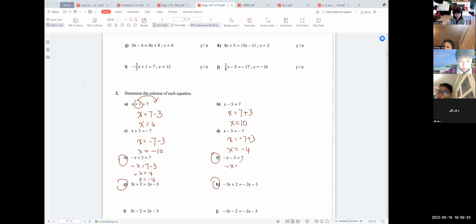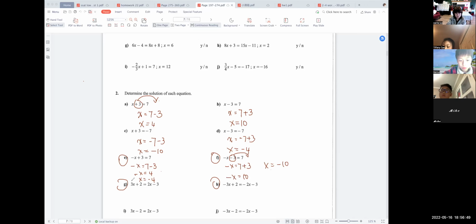Negative x equals 7 plus 3. Okay, so this is negative 3. Move it there. So negative x equals 10. So x equals negative 10. Very good, Tiffany. Tiffany got it right.